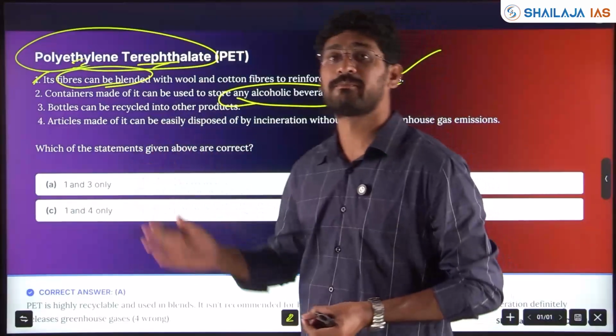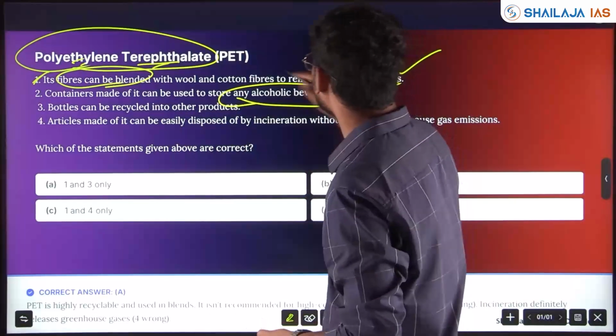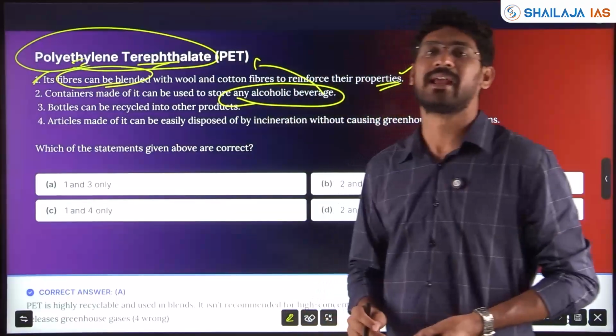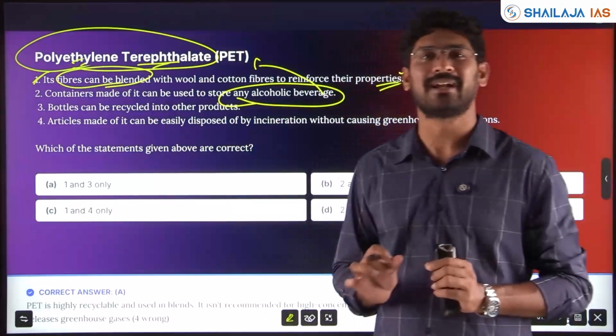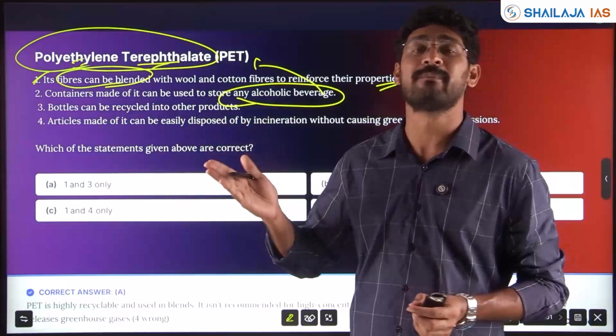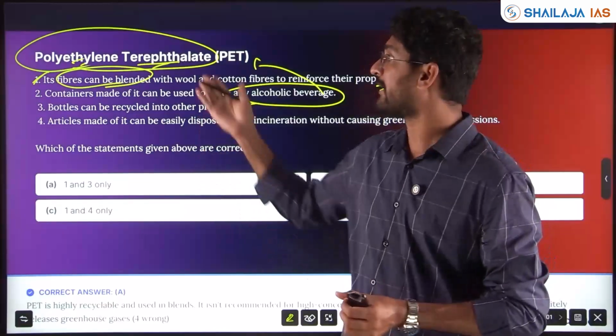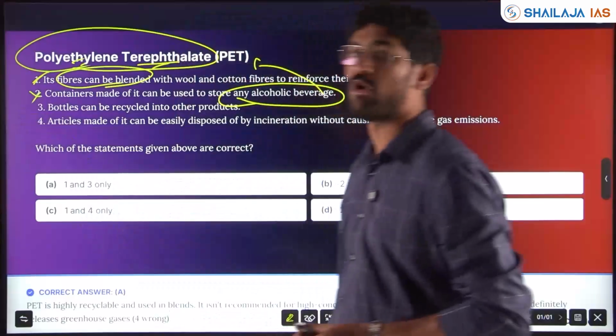Can this plastic be used for any alcoholic beverage? There are some alcoholic beverages which can have a chemical reaction. Even if you don't know, you should know, at least as common sense, that all alcoholic beverages cannot be stored. If some alcoholic beverages react with PET, it can become poisonous. So statement 2 is wrong.